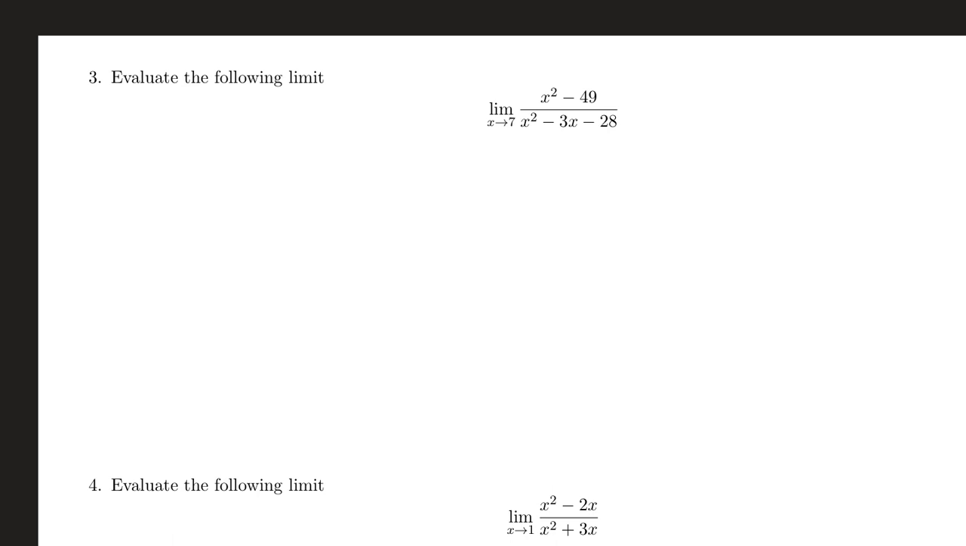All right, another limit. Again, try to plug in first. 7 squared is 49. That's 0. Let's see, 49 minus 21 minus 28. That's also 0. So I get 0 on the top and bottom if I try to do the limit, which means I can factor it. Or which means I can cancel something out, and I'm going to do that by factoring.